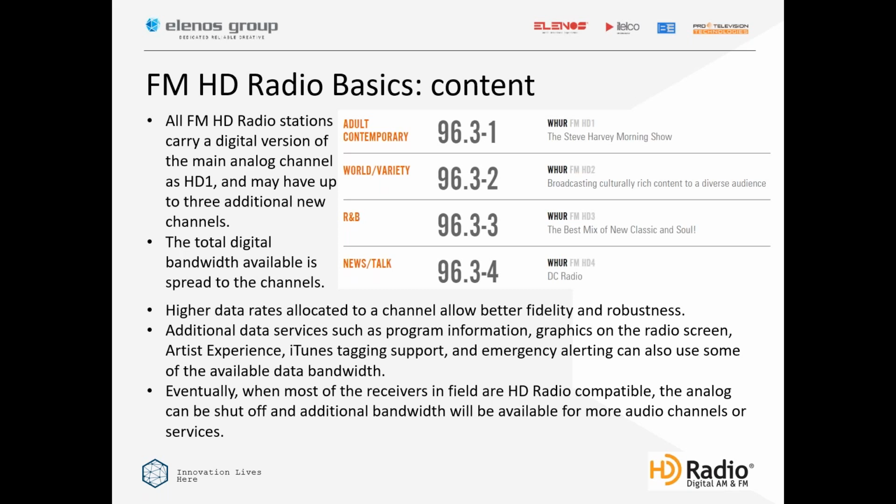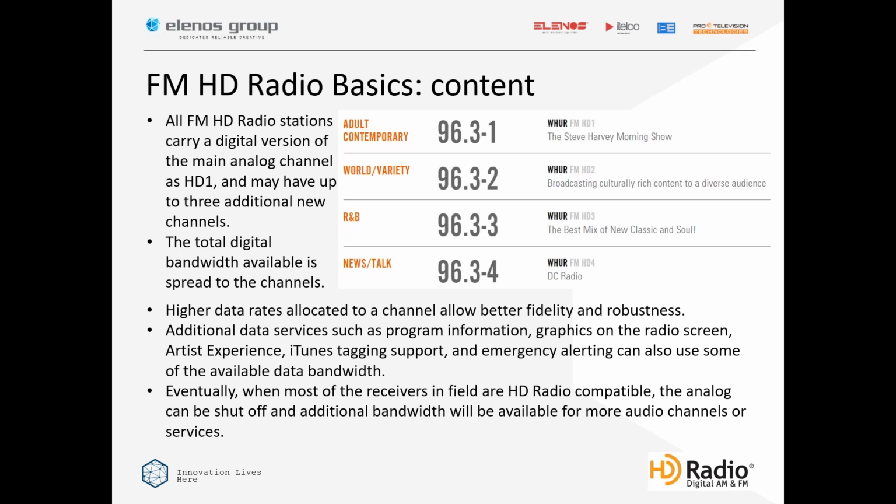But if you tune the dial one more click to the right, you'll go to 96.3, same frequency, but -2. And that's a world variety format, broadcasting culturally rich content to a diverse audience. And then 96.3-3 is R&B and a mix of new, classic and soul. And 96.3-4 is a news talk station, all contained along with the analog on that same frequency, 96.3, on the same transmitter, on the same antenna.